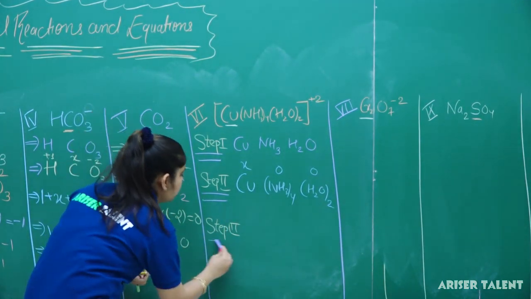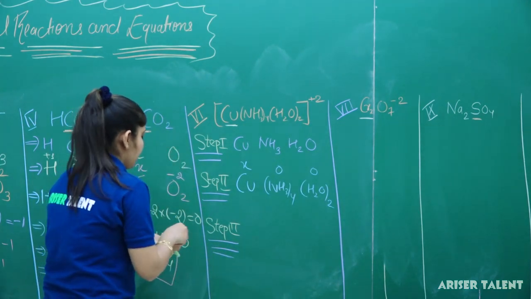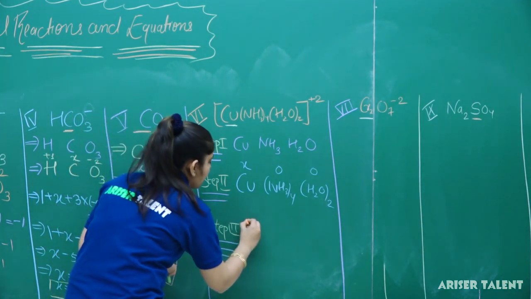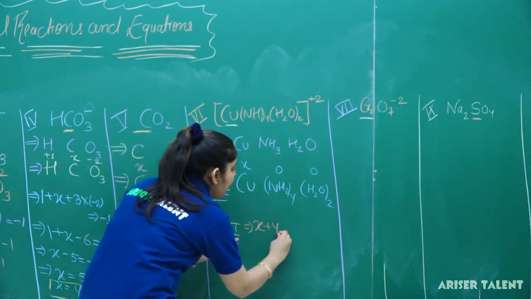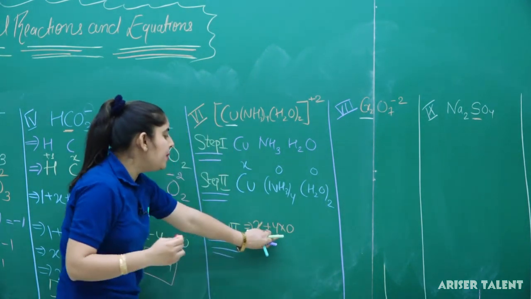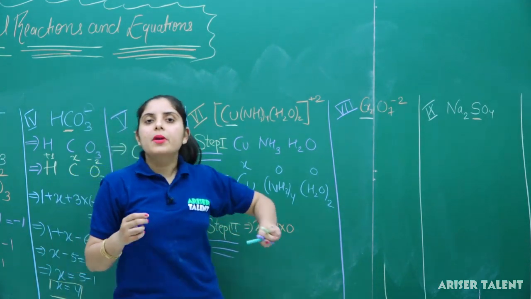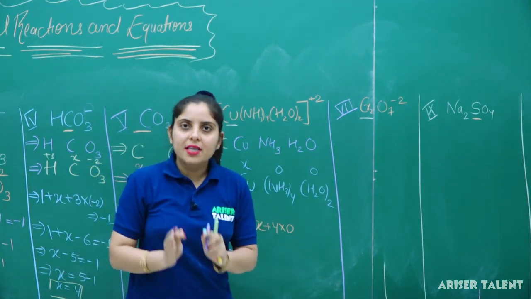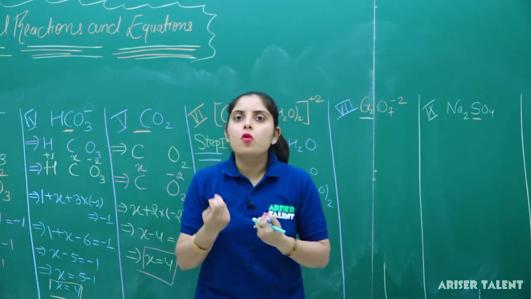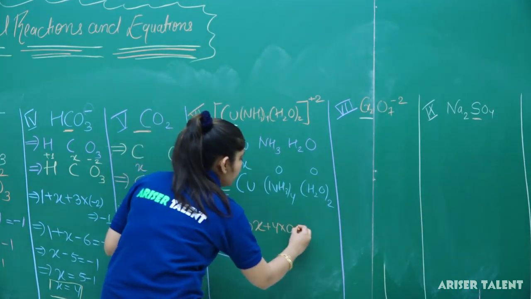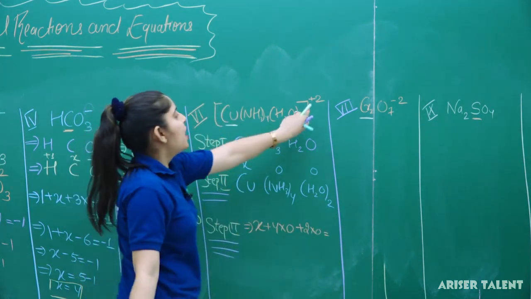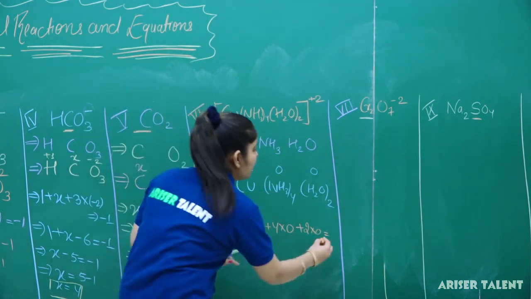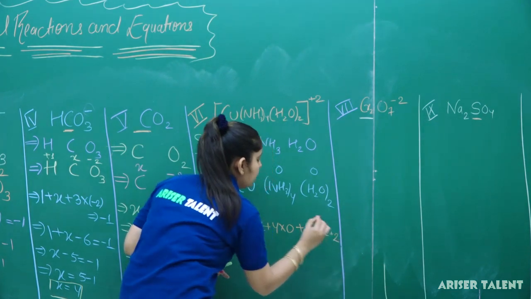What we will do here is X plus 4 multiplied by 0. Why am I multiplying 4 with this compound? Because the oxidation state of ammonia is 0 and we are provided with 4 molecules of ammonia here. Plus 2 into 0 equal to the charge on this compound, which is plus 2, so I am substituting plus 2 here.